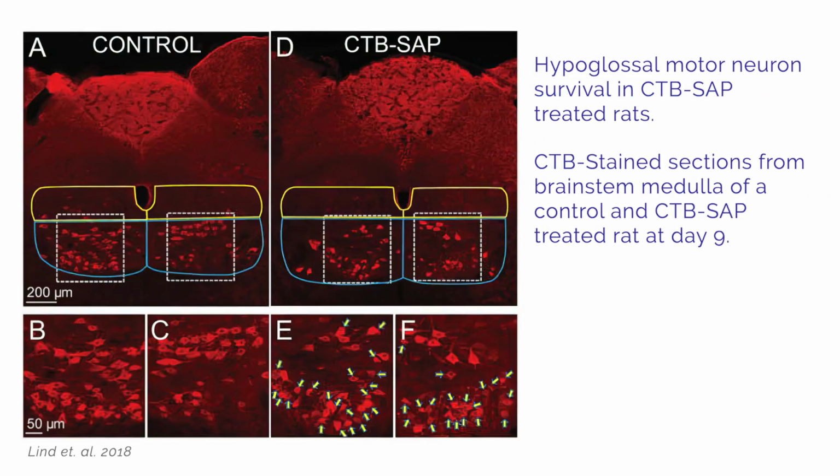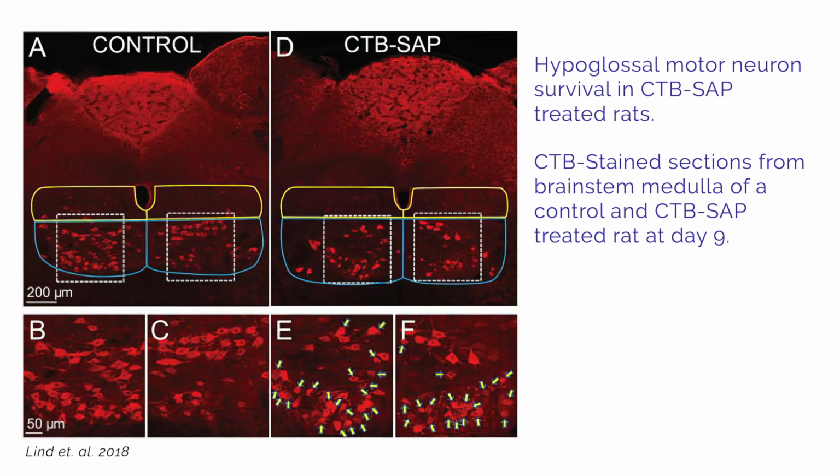And so what we're going to try to do is, a lot of the work that is out there right now is using intralingual injections of cholera-toxin B conjugated to saporin to study the impact of hypoglossal motor neuron death without many of the complications that are present in ALS models, all right? The example we're going to be looking at right now is taken from Lind et al. 2018. This is tissue taken from rats treated with CTB saporin.